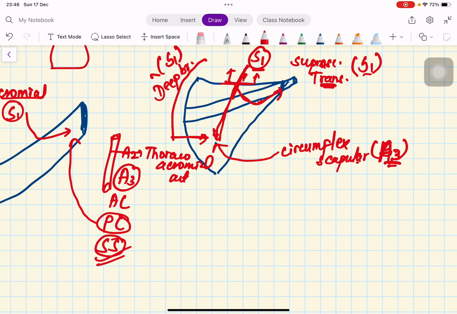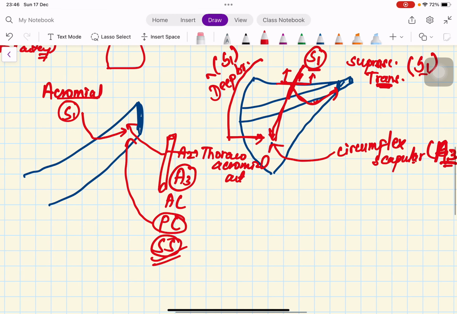Okay, simple. Now it will give me this thing. What is this? Suprascapular branch, which means the acromial branch of the suprascapular, the acromial branch of the posterior circumflex, and the acromial branch of the thoracoacromial artery. Great. What does this mean?